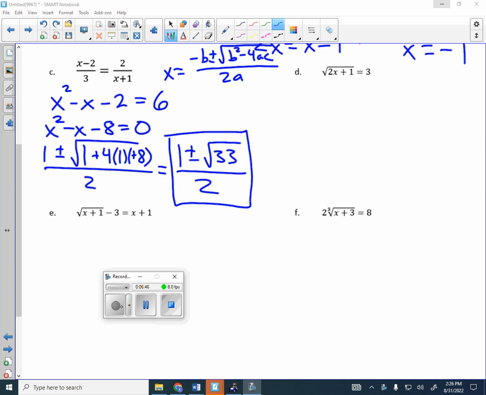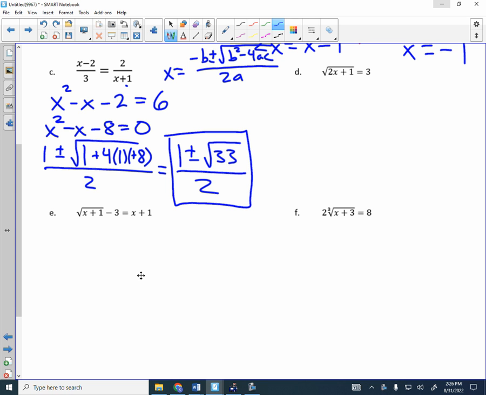Notice I have two solutions. I had a second degree equation. What is the number that I couldn't come up with for an answer? Negative 1 would have produced 0 in the denominator. Everybody good with that? All right, the next one, we switch to radicals.